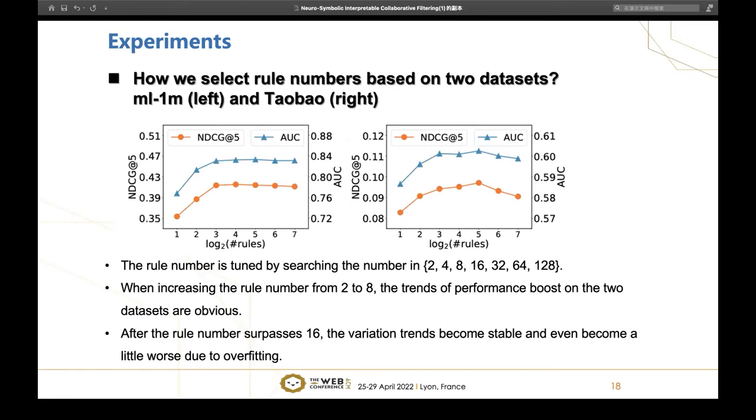And we analyze how the variation of rule number affects the recommendation performance. We can see that when increasing the rule number from 2 to 8, the trends of performance boosts on the two datasets are obvious. After the rule number surpasses 16, the variation trends become stable and even become a little worse due to the overfitting.